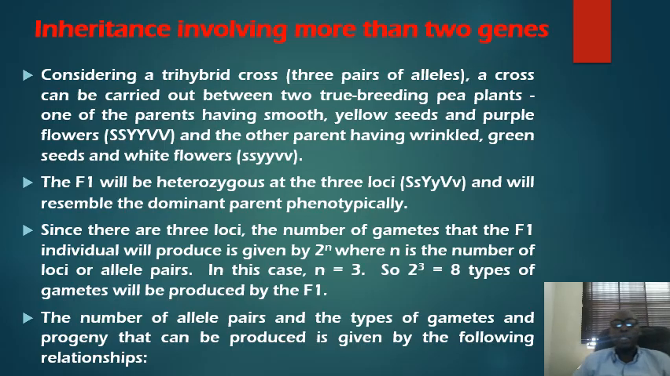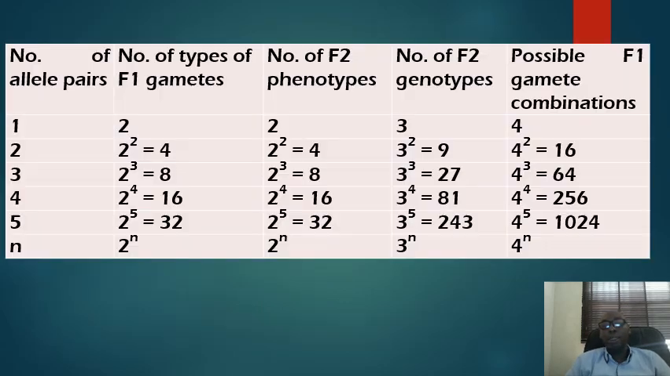Since there are three loci, the number of gametes that the F1 individual will produce is given by the formula 2 raised to power n, where n is the number of loci or allele pairs. In this case, we're looking at a trihybrid cross, three pairs of alleles. So the possible number of gametes to be produced in the F1 will be 8. Now the number of allele pairs and the types of gametes and progeny that can be produced increases and becomes more complex, as we can see in the table above.